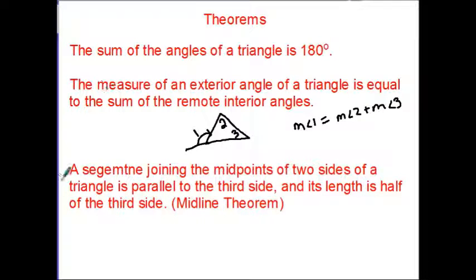Our last theorem says the segment joining the midpoints of two sides of a triangle is parallel to the third side and half the length of the third side. So here's what we have. If we know that we have a midline, so we know it's attaching those two midpoints and is parallel to that third side, whatever the length of the third side is, that midline is going to be half its length.